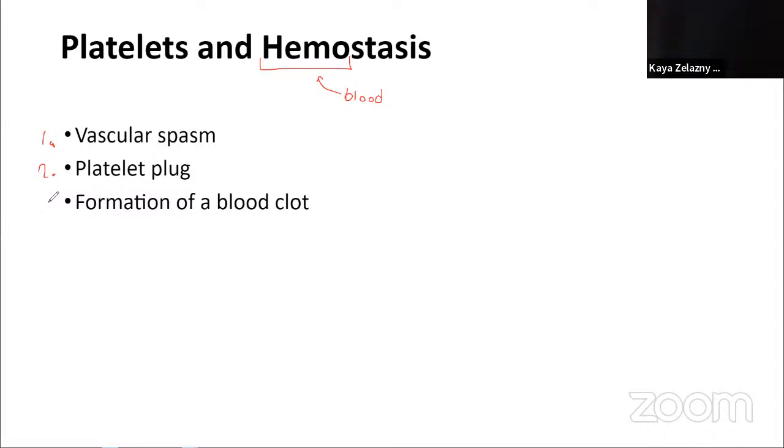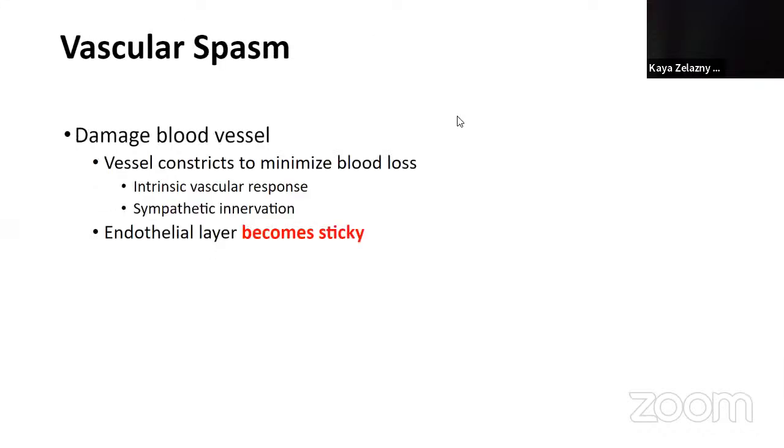And then the third thing that's going to happen is we're going to form a bigger, tougher, stronger blood clot. So a blood clot is not made up of platelets, it's made up of basically a protein, and that's what is physically able to form something like a scab to truly prevent the escape of blood. So these are not different mechanisms, they're all part of a process. Let's start with the vascular spasm part.